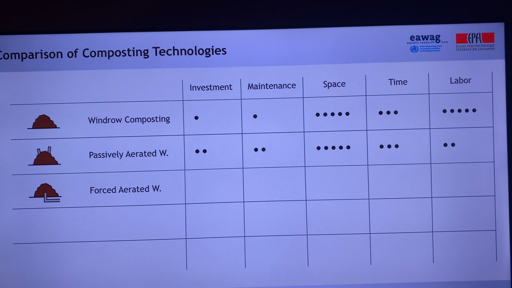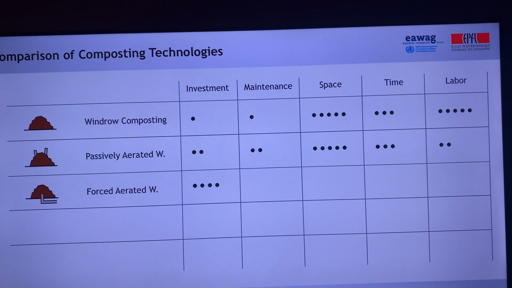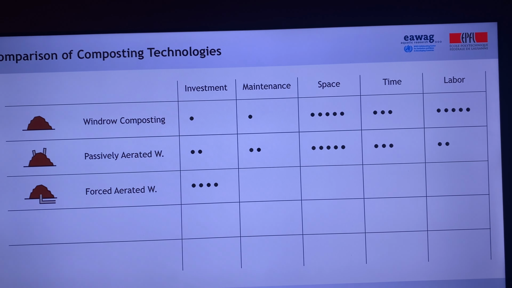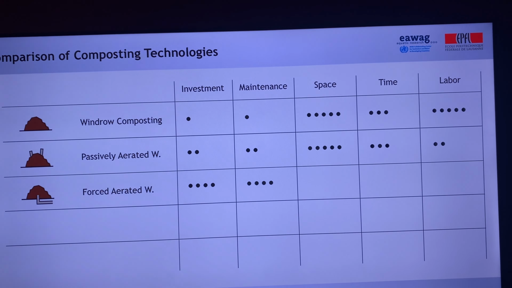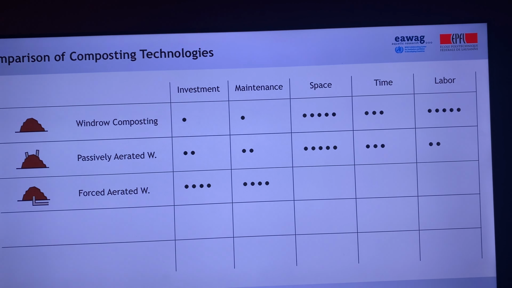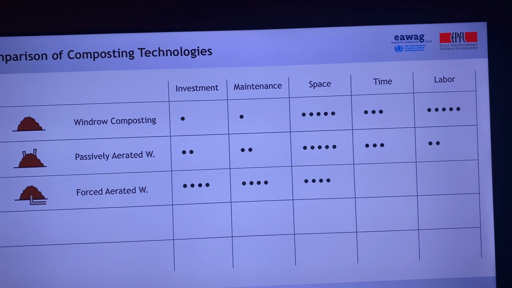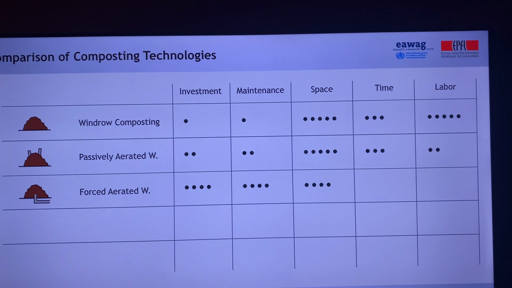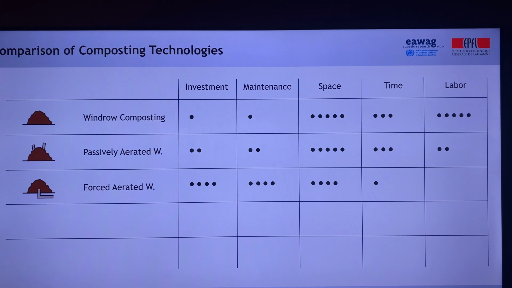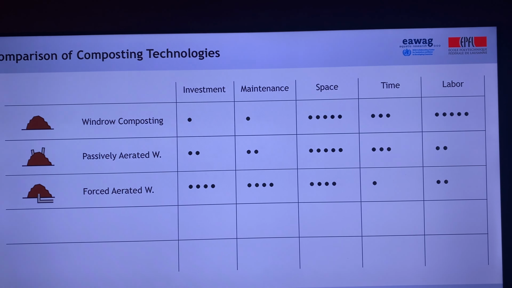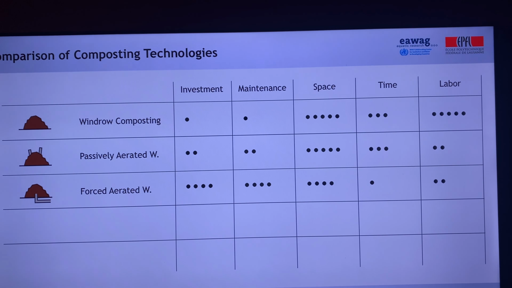This technology requires even higher initial investment given the need for a blower and aeration channels. Maintenance is also higher than the previous two. It has similar or slightly less space requirements since the composting process is even shorter, and it requires less labor as the piles do not need to be turned.